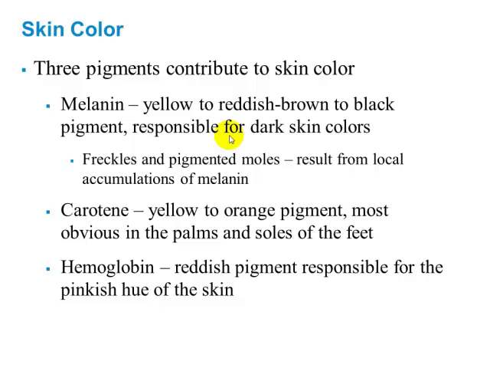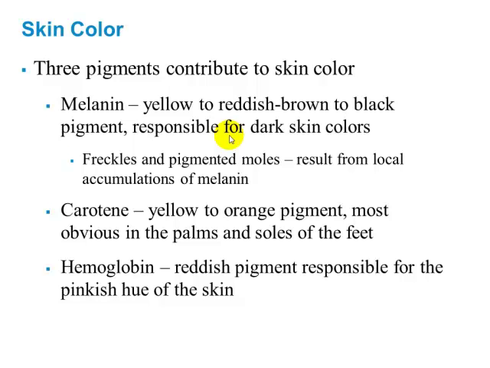Our unique skin color is due to several things interacting. One of these is melanin. Melanin is produced by those cells called melanocytes. Melanin is a brown to black pigment. Depending on ethnicity, depending on genetics, it can even go to the reddish brown, yellow brown colors.